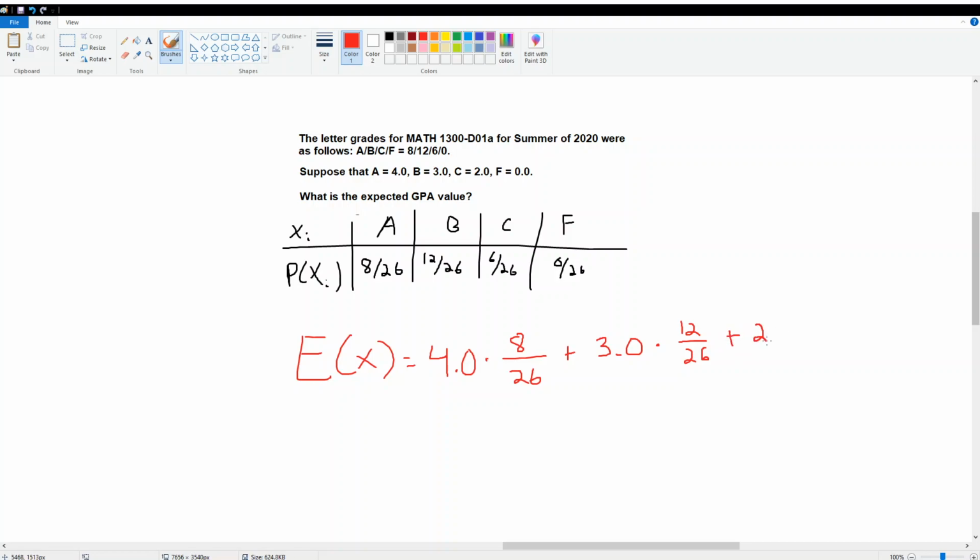Next up, the C's, 2.0 times 6 out of 26. And then our F's, 0.0 times 0 out of 26. That's a double zero. That's called you ignore it. So, 32 out of 26, 36 out of 26, 12 out of 26. Add them all up: 80 over 26. And if we round that to 3 decimal places, that would be a 3.077. So the expected GPA value for that subsection of Math 1300 in the summer of 2020 was a 3.077.